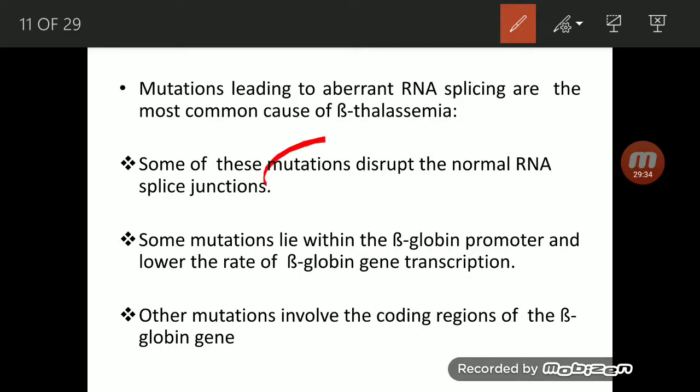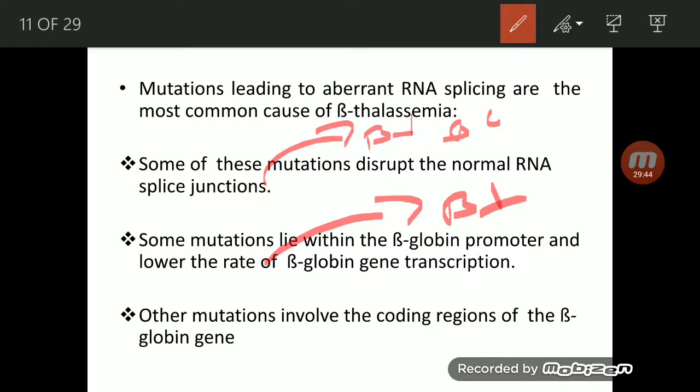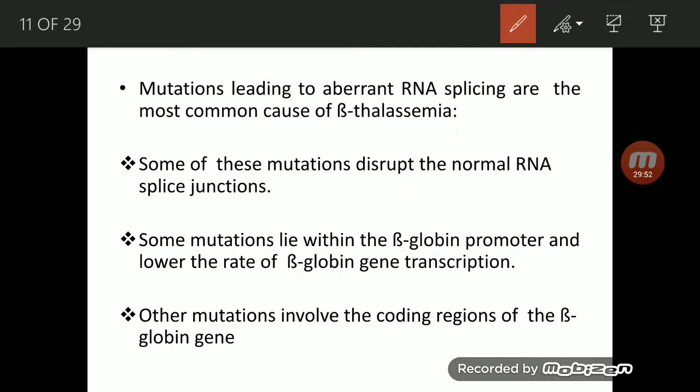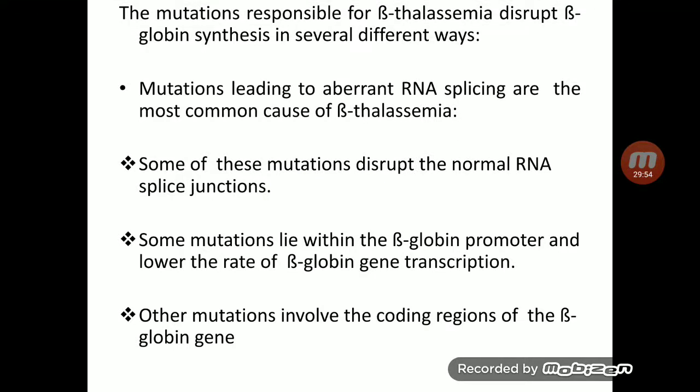So splicing of your junctions can give both beta plus and beta naught, whereas a change in your rate of transcription will give you beta plus, whereas a mutation in your translation will give you beta naught. So depending upon different types of mutation, you get different types of thalassemia as well.